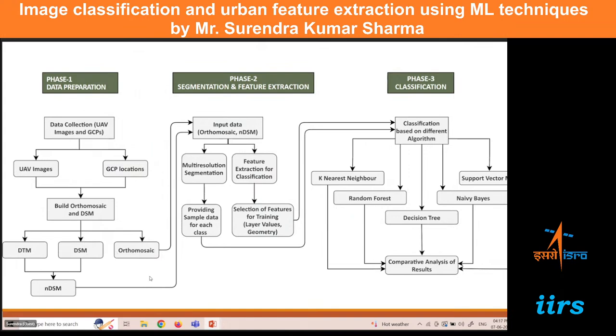The orthomosaic image and nDSM are taken as input for the next phase. In this stage, we did first segmentation and then feature extraction. Because we already discussed object-based image classification, in it we first segment the image into a number of objects. Here we use the multi-resolution segmentation algorithm, and then we use different features. Using those features and segments, we gave the training samples, and then we used different classification algorithms: K-nearest neighbor, random forest, decision tree, naive Bayes, and support vector machine, followed by analysis of the results.